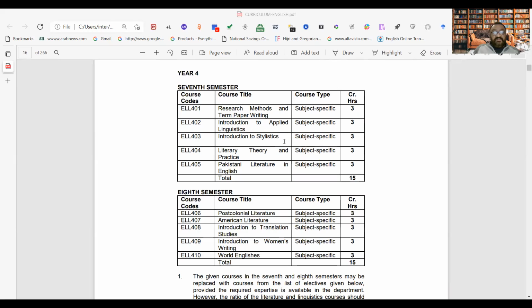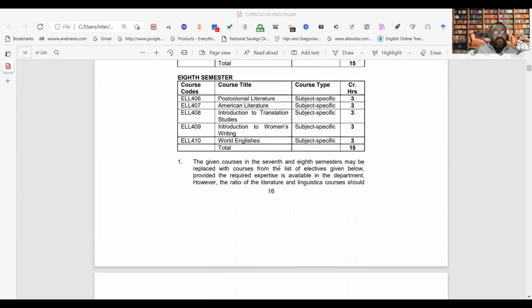Introduction to Applied Linguistics, 3 credit hours. Introduction to Stylistics, 3 credit hours. Literary Theory and Practice, 3 credit hours. Pakistani Literature in English is subject-specific, 3 credit hours. Okay, the 8th semester for BS English is Post-colonial Literature, 3 credit hours.